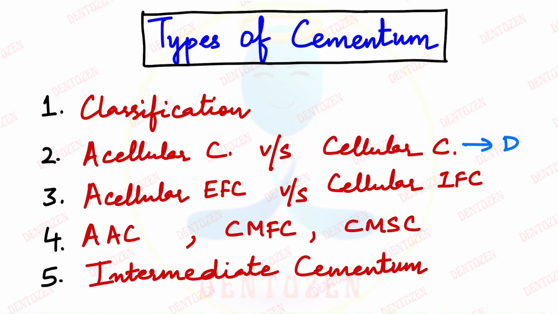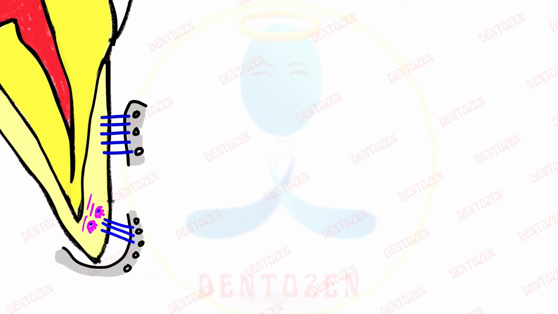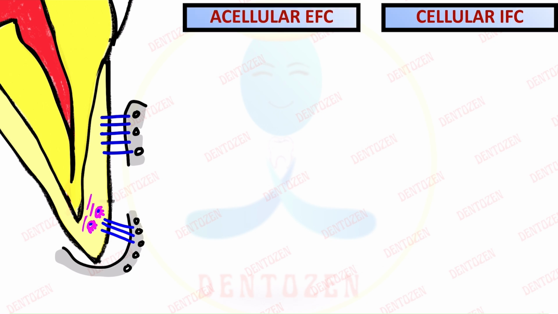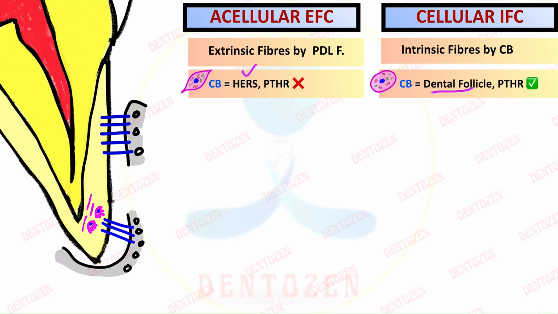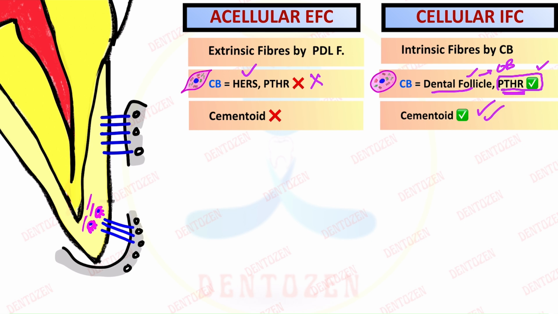Now coming to the third part, acellular extrinsic fiber versus cellular intrinsic fiber. What are the differences based on the fibers? As the name says, the first one has extrinsic fibers, the second one has intrinsic fibers. The first one is formed by the cementoblast coming from HERS. The second one is formed by the cementoblast which comes from the dental follicle. It resembles the osteoblast, the bone cell, and that is why it has receptors similar to the bone osteoblast, that is the parathyroid hormone receptor, which is present here and absent in the first one. So acellular cementoid is not seen. This uncalcified matrix layer is always seen in the cellular intrinsic fiber.